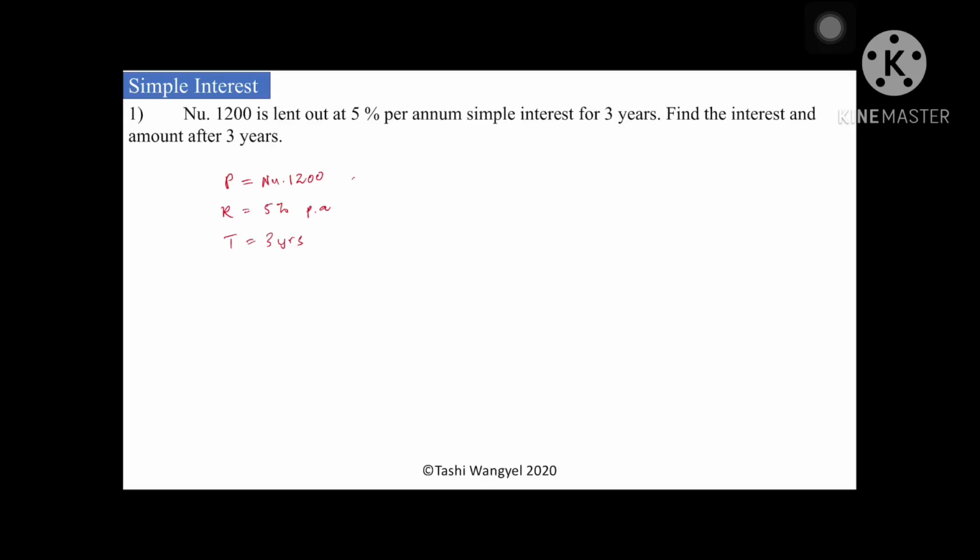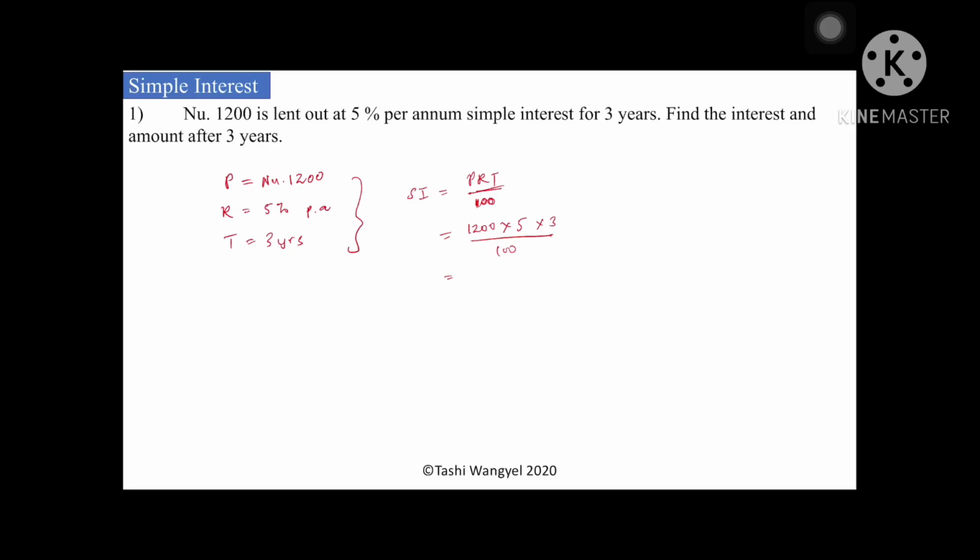To find the simple interest, the formula is PRT by 100. Here P, the principal, is 1200, and R, the rate, is 5%, that is 5 by 100. So using the formula PRT by 100, with rate 5 and time 3 years, divided by 100.